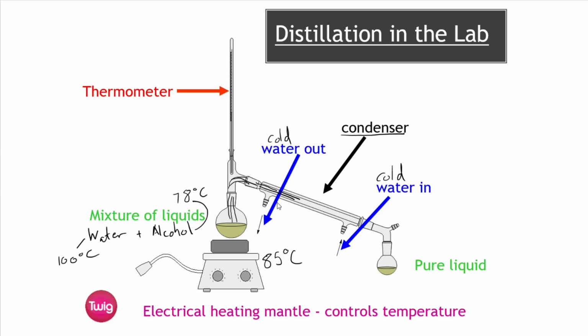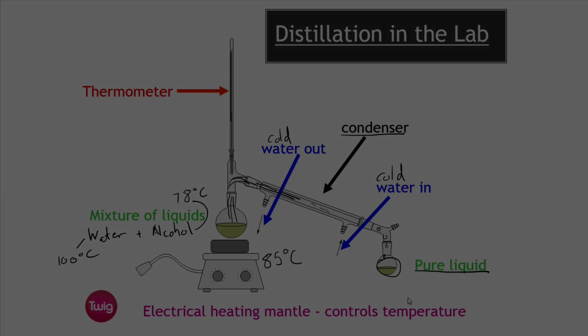And if we reduce the temperature to below this 78 degrees, the alcohol will turn back into a liquid and it will start to drip out and collect in our collection flask at the end. And what we'd have is no longer a mixture of water and alcohol, but we'd have now a lot purer sample of the alcohol that we wanted to obtain.